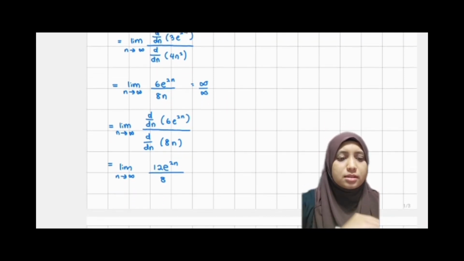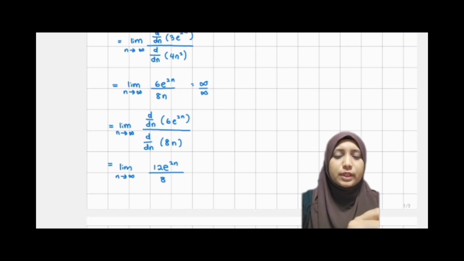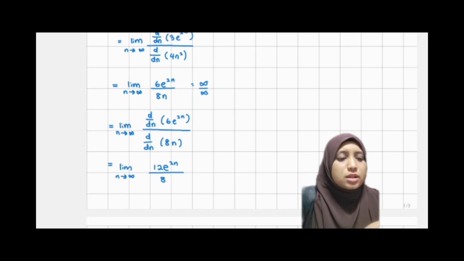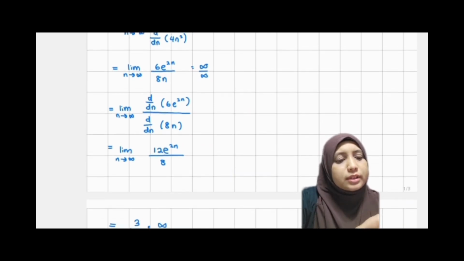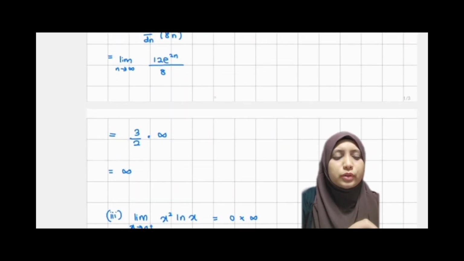Since we get the indeterminate form again, we must differentiate again with respect to n. After we differentiate this, we get 12e to the power of 2n over x. Now if you calculate this, you can get 3 over 2 times infinity. So we get infinity here.